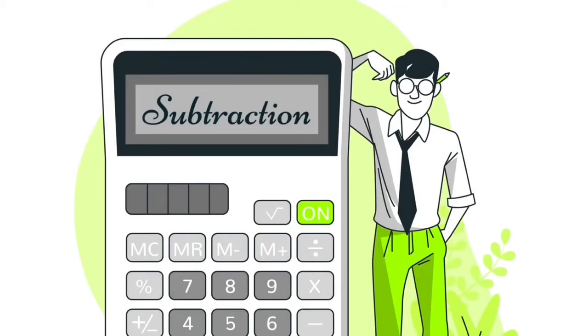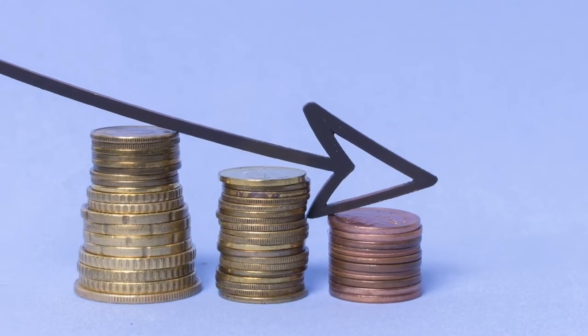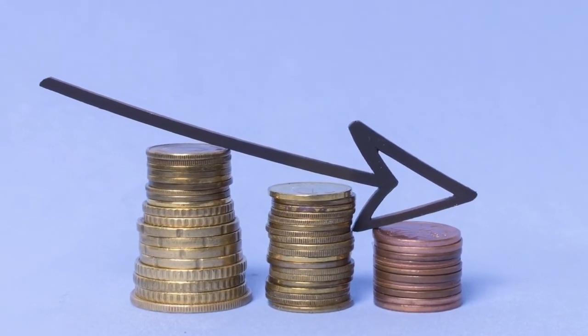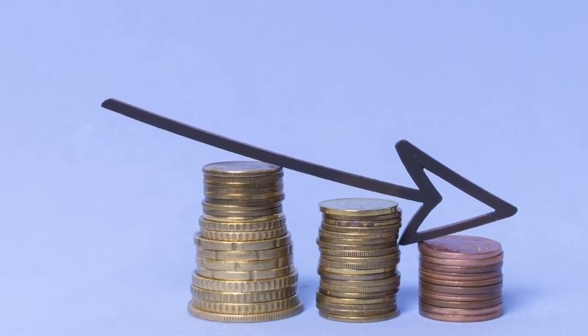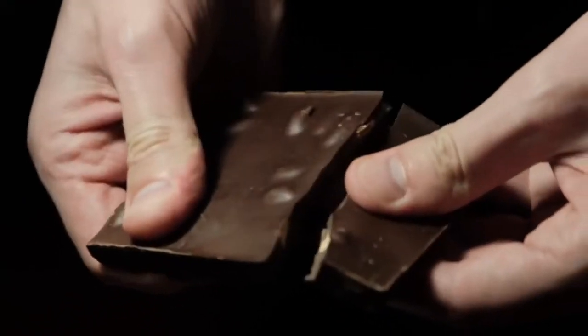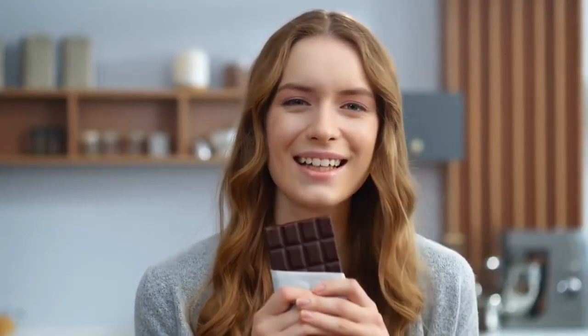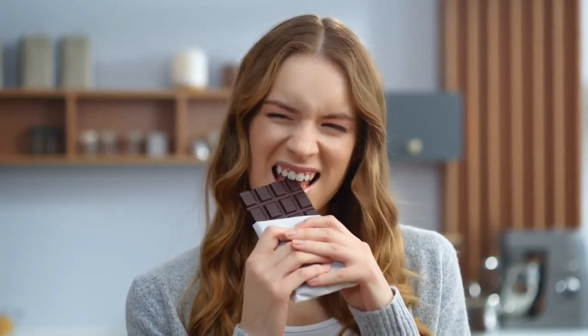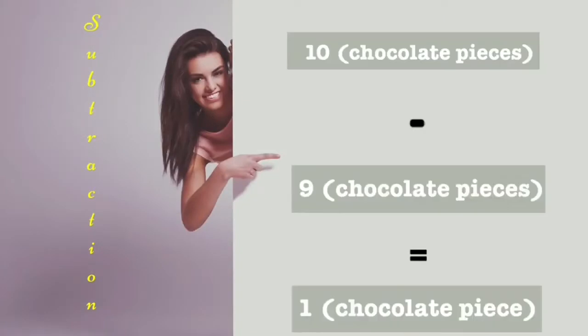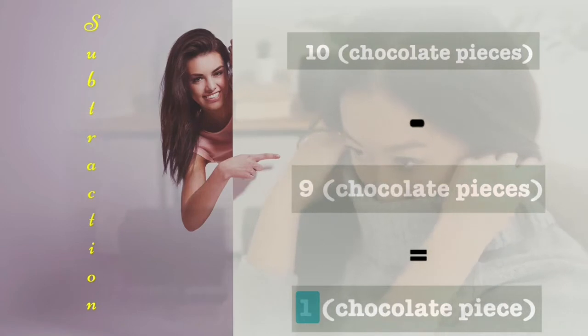Subtraction. Of course, we know that subtraction represents a decrease in value. In short, things are being taken away. You start off with 10 pieces of chocolate, but then the cravings hit and you can't take it anymore, so you eat 9 pieces of chocolate. In mathematical terms, this transgression translates to 10 chocolate pieces minus 9 chocolate pieces. Now you are left with only 1 piece of chocolate.